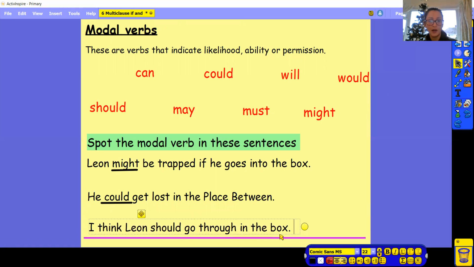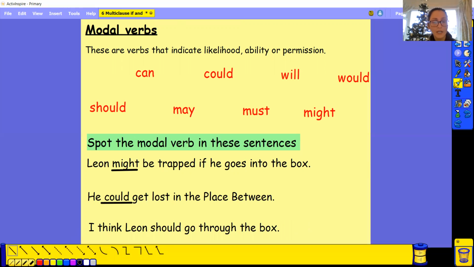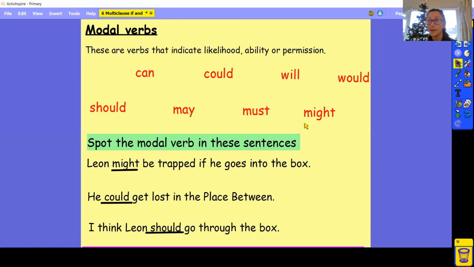And our last sentence: I think Leon should go through the box. So which word do you think shows probability? I think Leon should go through the box. Well done if you said it's the word should, because again, that shows a bit of probability, doesn't it? So well done if you managed to spot them at home.